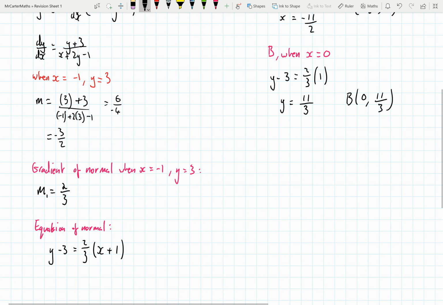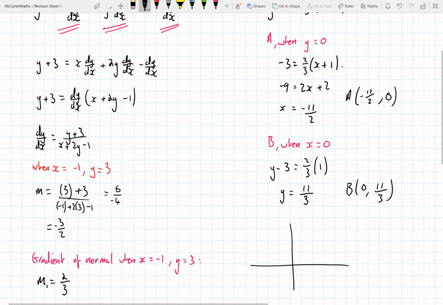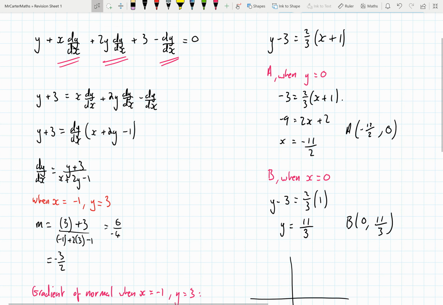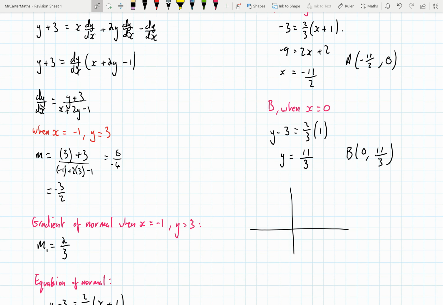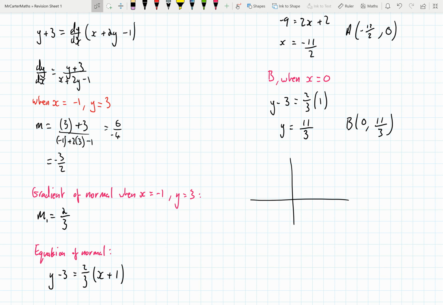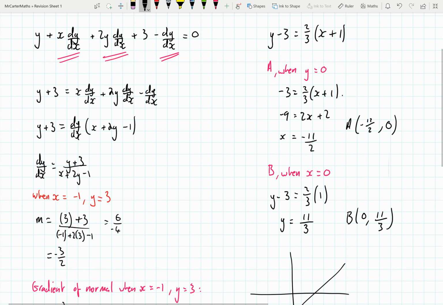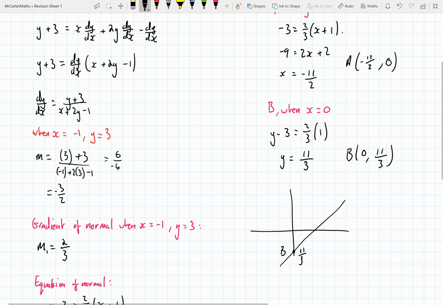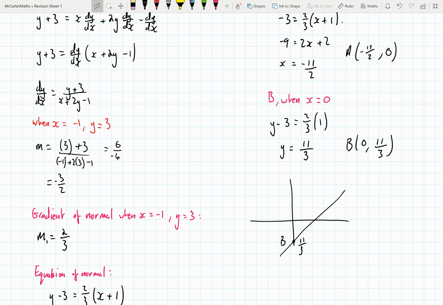So I have a coordinate axis, some normal line that is y minus 3 equals 2 over 3 times x plus 1, which would look something like that. I have a coordinate B when x is 0, which has a value of 11 over 3, and A, I've drawn this diagram the wrong way around.